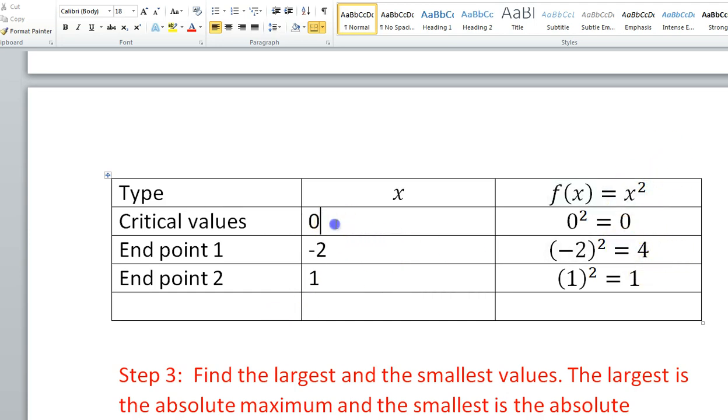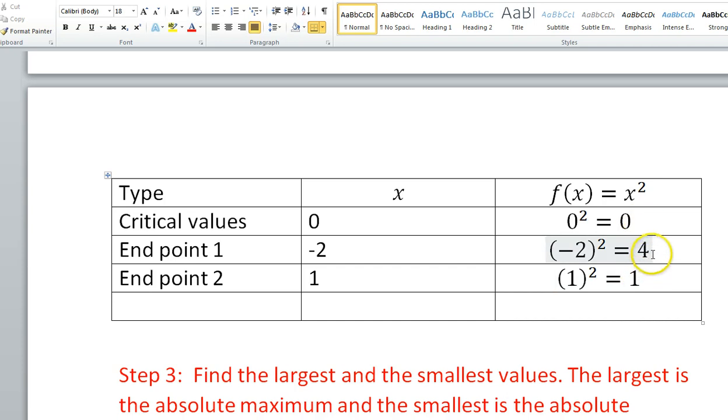Once again, we plug in the critical point, the starting point, and the end point. 0 squared is 0, and if I put in -2, I get -2 squared, which is equal to 4. And for the last one, 1, I get 1 squared, which is equal to 1. Now we have three values here: 0, 4 and 1. Since we have plugged in the critical points and the endpoints, the absolute maximum and the absolute minimum should be here.